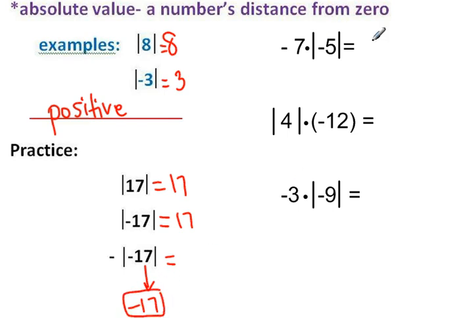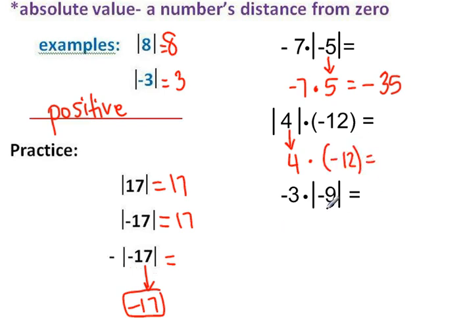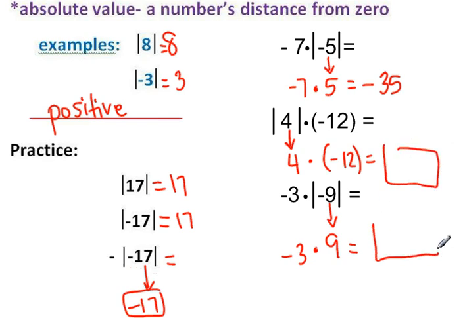You're going to see some problems like this. What comes out of this is positive 5. So then my question is, -7 times 5. How many negatives are there? 1. So the answer is negative 35. What comes out of here? Positive 4. Then you need to complete the problem. 4 times -12. Please finish this in your notes. And finally, what comes out of here is positive. It's a positive 9 times -3. Please finish those two problems in your notes.